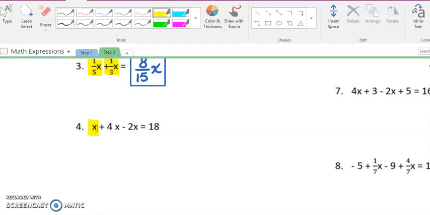1 X-ray, because remember that implied 1 comes right before the x. 4 X-rays, take away 2 X-rays. So imagine you're holding an X-ray, I hand you 4 more X-rays, and then I take away 2 of them. 1 plus 4, take away 2, gives me 3 X-rays, 3x. 1x plus 4x, take away 2x, is 3x.